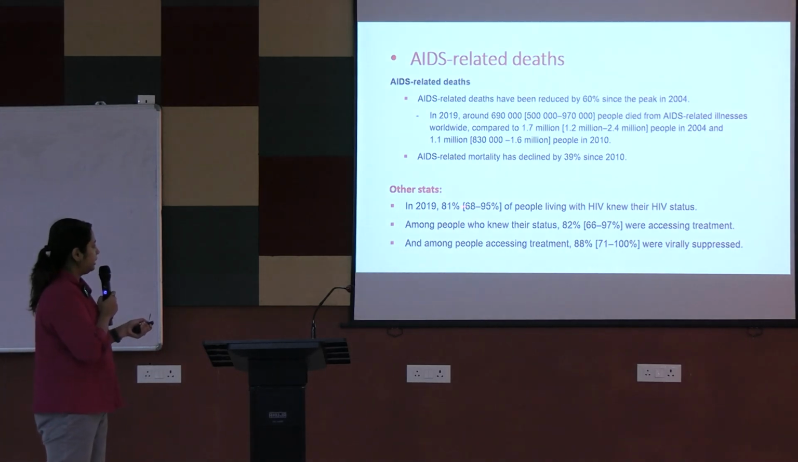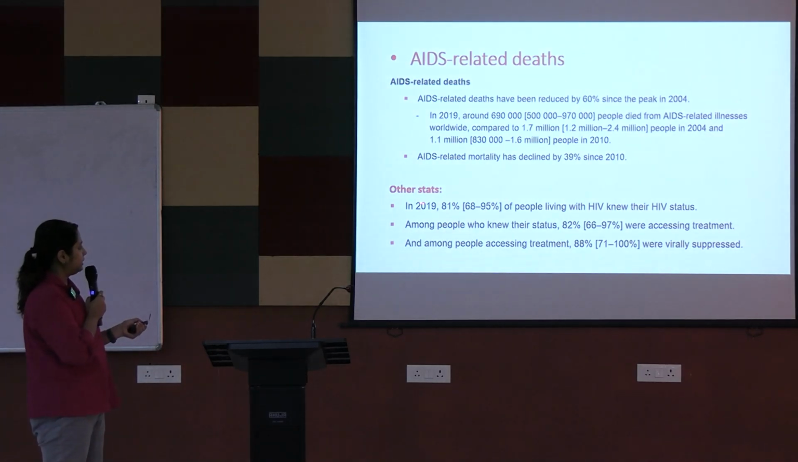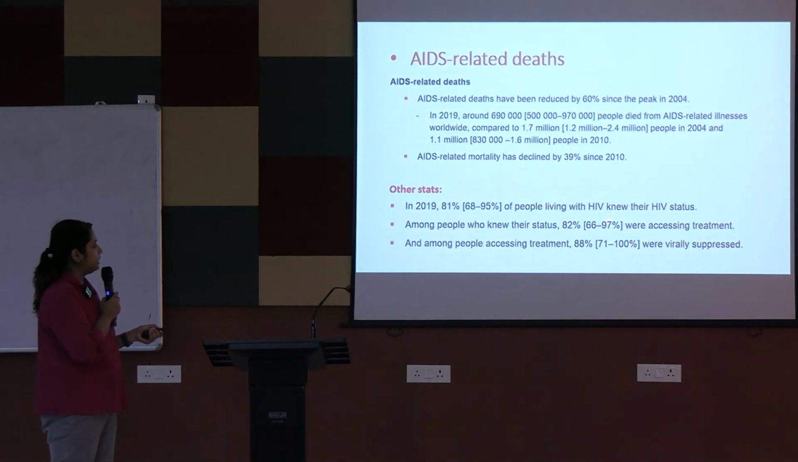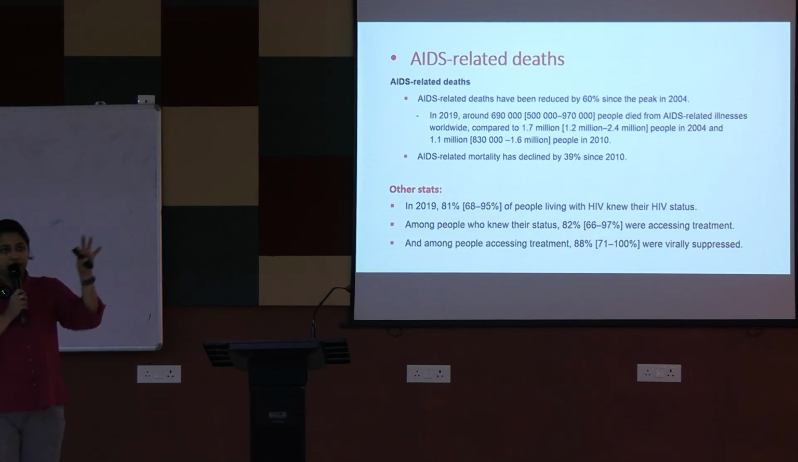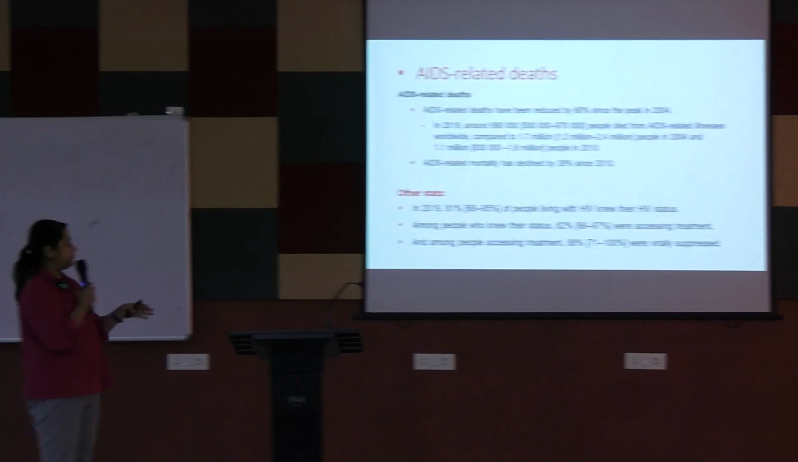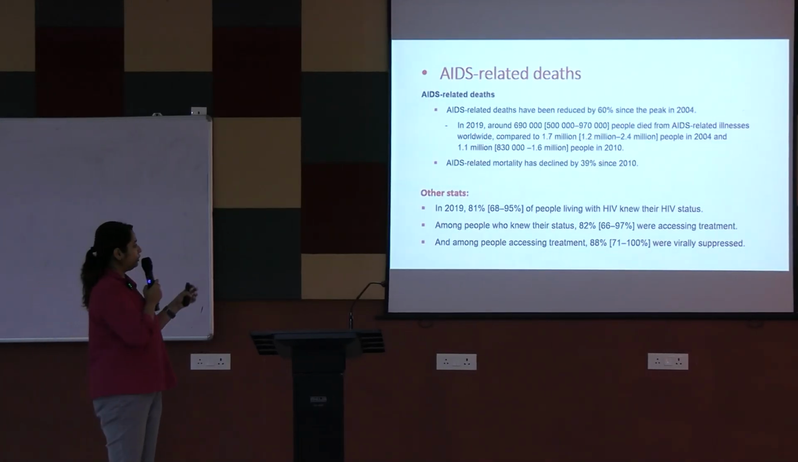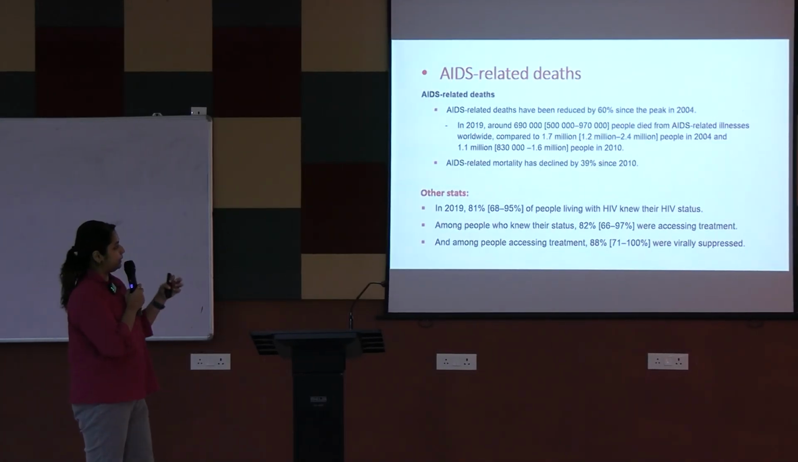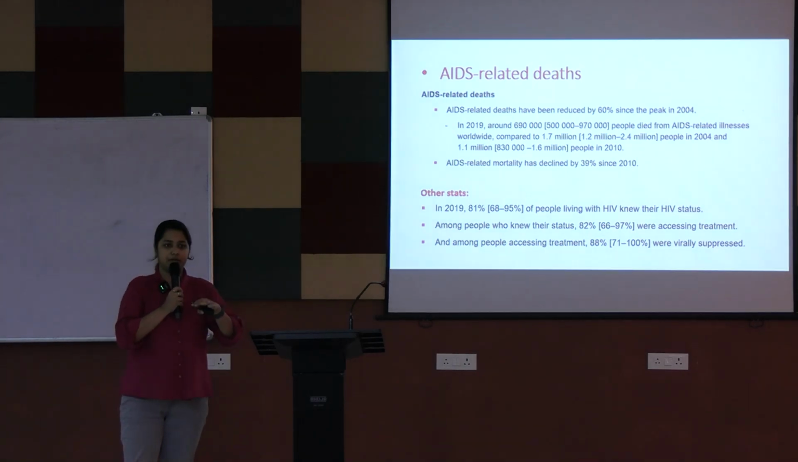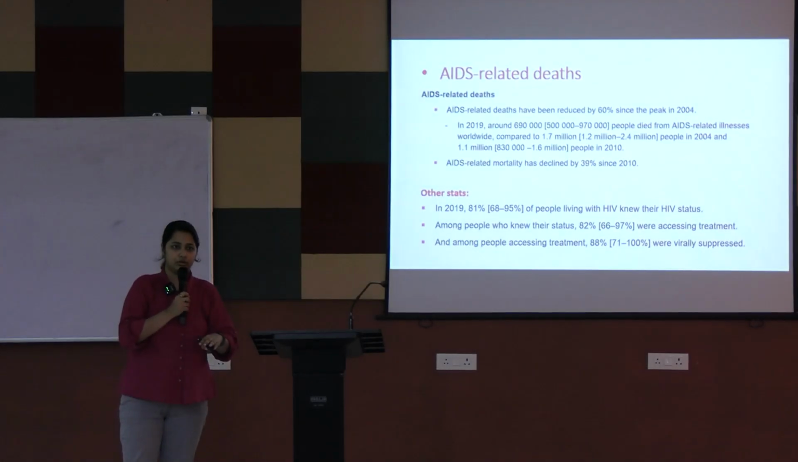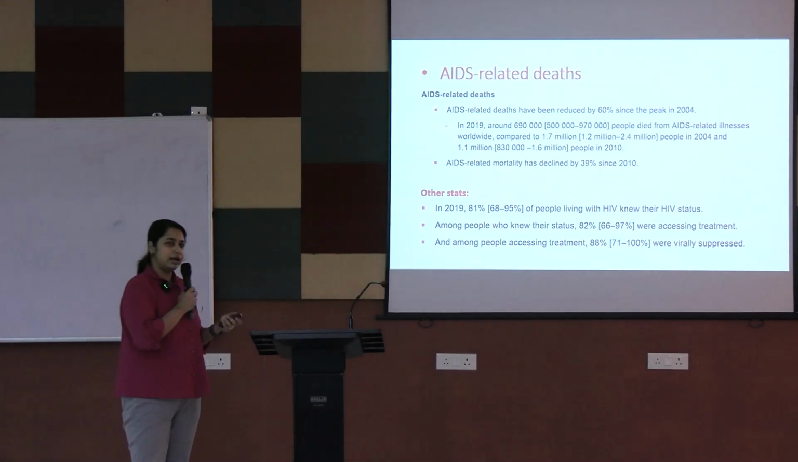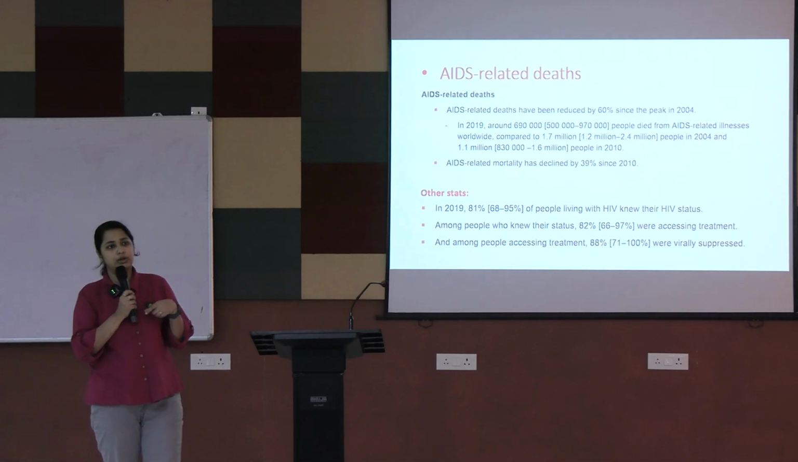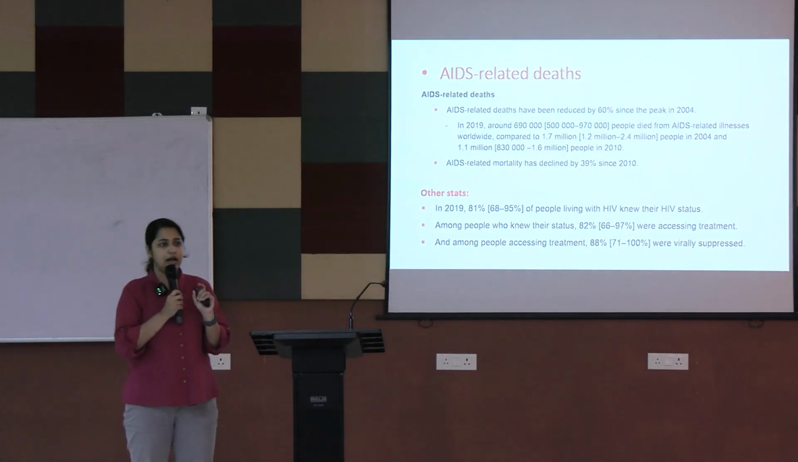Again, as you can see in other stats, 81% of people living with HIV knew their HIV status in 2019, and among the people who knew they had HIV, 82% were accessing treatment, and among those accessing treatment, 88% had been virally suppressed. That means their viral count has lowered. Just because the viral load has been lowered in you doesn't mean that the virus is completely absent from your system.